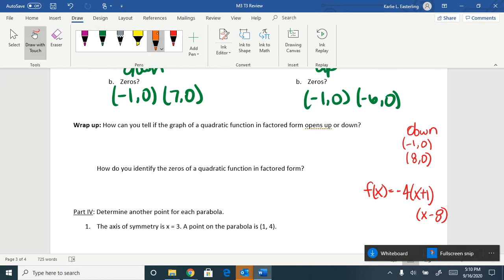So how can we tell if the graph of a quadratic function in factored form opens up or down? Again, this is our a value here that's important. It's on every single one of them. I can identify zeros of a quadratic function. It's that (p, 0) and that (q, 0).